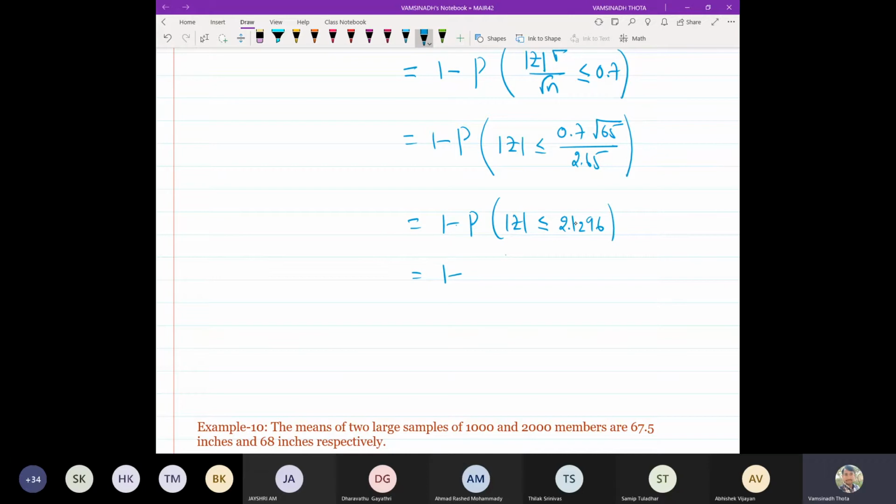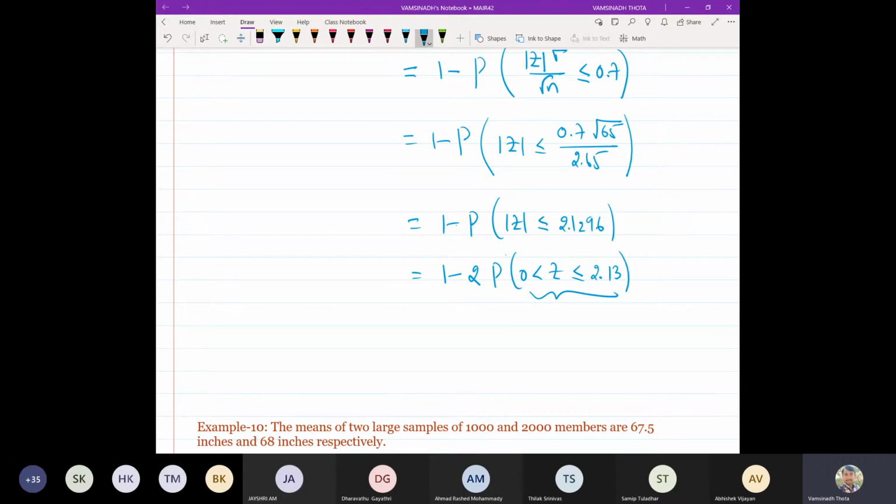What it gives is nothing but 2 times the probability of z less than or equal to 2.1296. 2.1296 can be approximated as 2.13. Why? Because the statistical table will give values only up to 2 decimals. So let us approximate this one, so we will get 2.13.